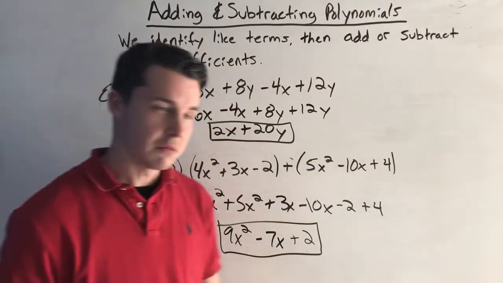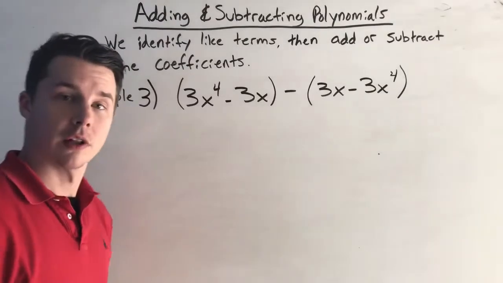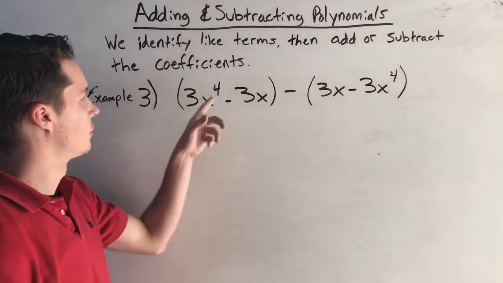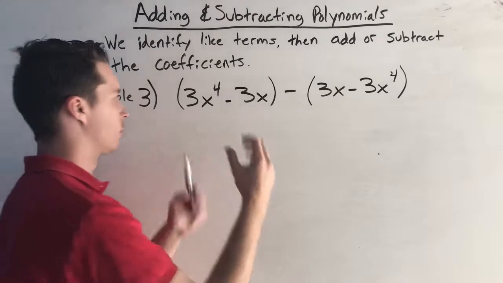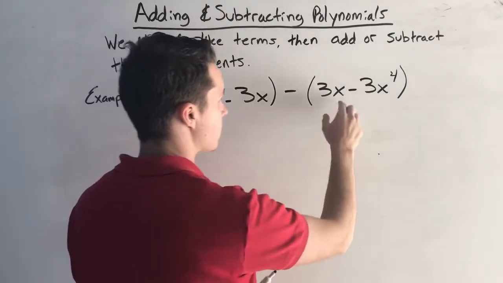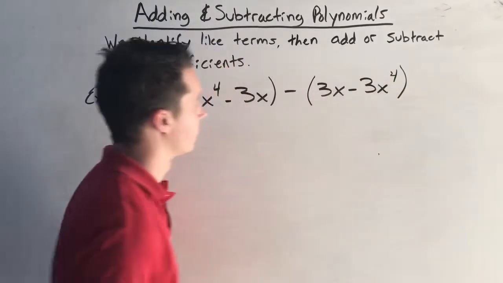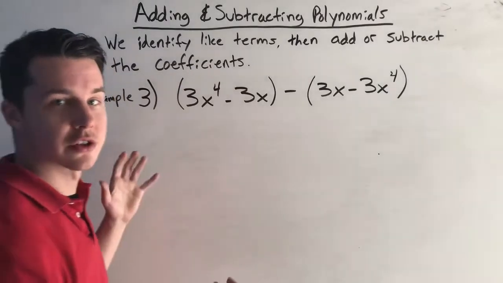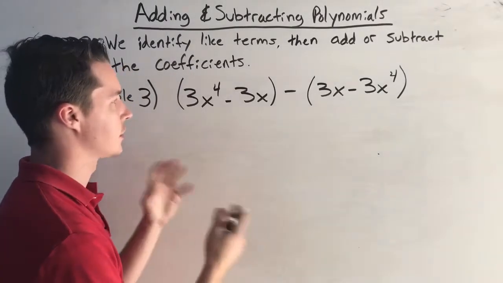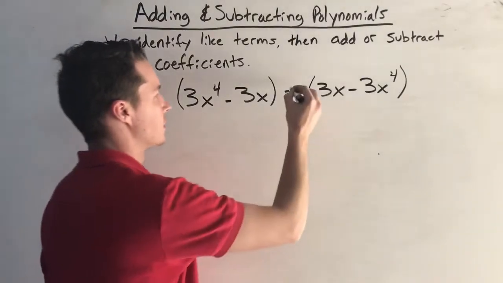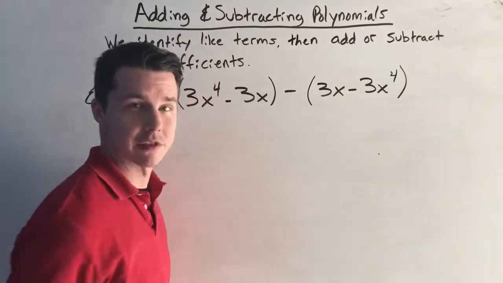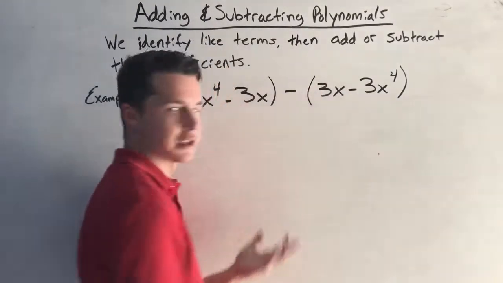As always, I've got one last example. Okay guys, for our last example, we have 3x to the 4 minus 3x, in parentheses, minus parentheses, 3x minus 3x to the 4. Well, we can't just start diving right in and combining like terms and adding and subtracting because of this guy right here, that negative symbol. We've got to distribute that to each term.